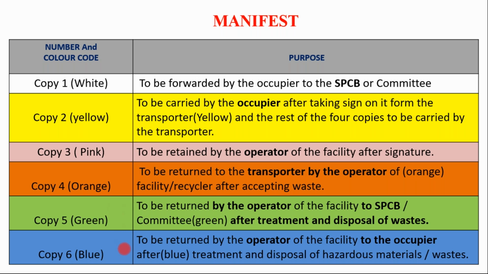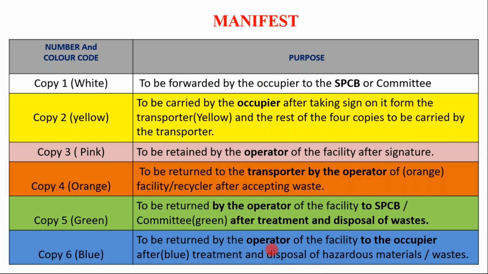Then number 6 is the blue color, to be sent by the operator of the facility to the occupier after the treatment and disposal of the hazardous waste. So it clearly indicates that the cycle is completed. So from the occupier to the occupier. The first one is to be forwarded by the occupier to the SPCB.